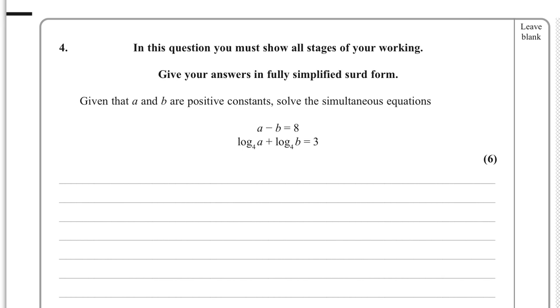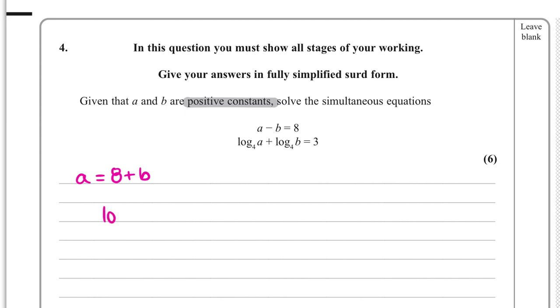Okay, question 4. Given that A and B are positive constants, so we need to make sure we remember that. It's always good to highlight anything that we need to refer back to. Solve the simultaneous equations. Perfect. So we have to solve these simultaneously. Now, this is quite easy. First thing I'm going to do is rearrange A. So A equals 8 plus B.